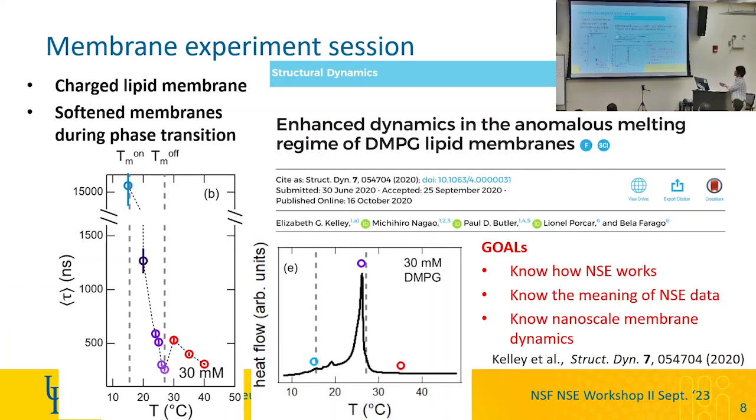And in this session, what we are going to do is, to see this flavor, we measure charged lipid membranes. This is a single membrane, but charged. And we know that there is a phase transition, and the phase transition makes your membrane very soft. Why is that? That is the type of information we will see. So with this, we want to know how NSE works, know the meaning of NSE data, and know nanoscale membrane dynamics. That is what we plan. Yeah, thank you.